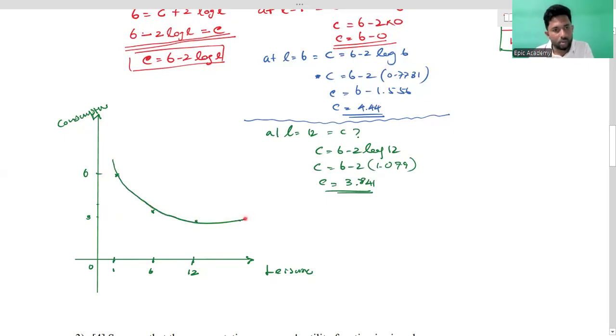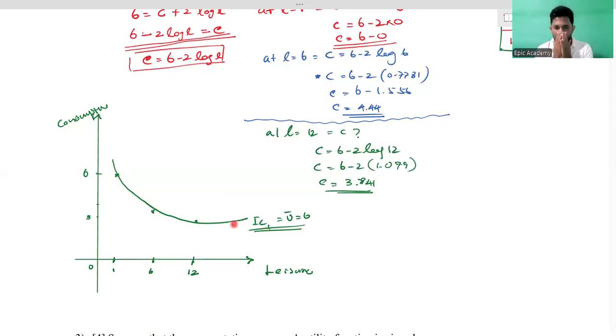I'm not good at drawing. Okay, can do that. This is the answer. So you can draw that line crossing that point. Not good at drawing, so you can do that.